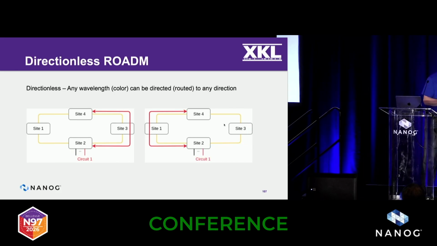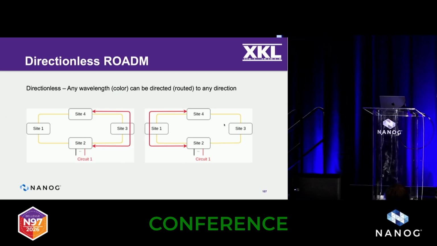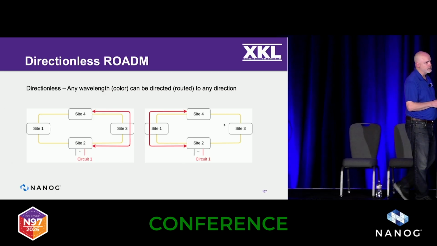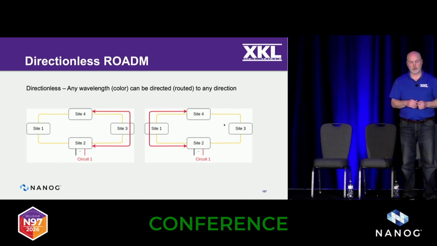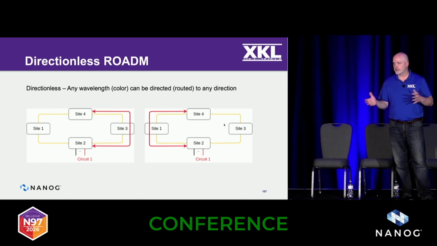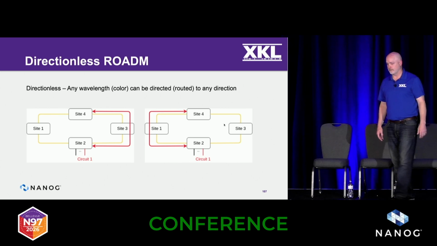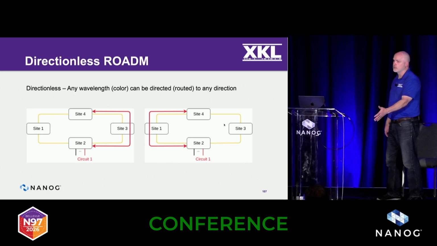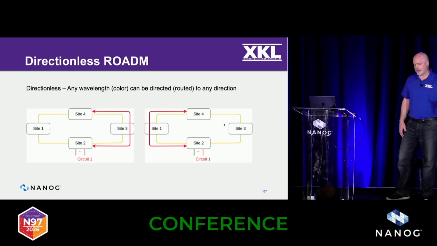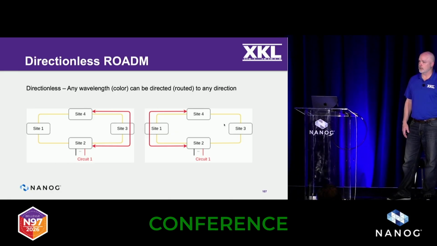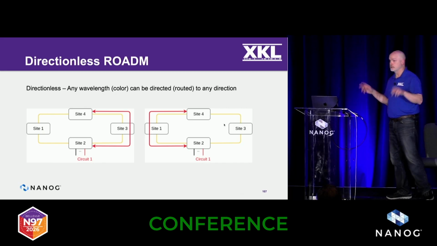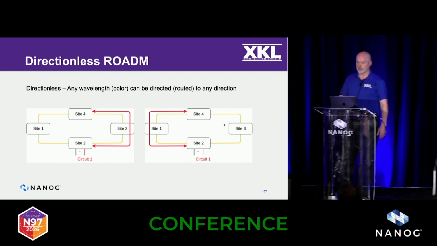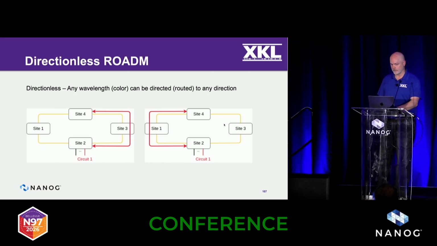Directionless means I've got a circuit, same circuit 1, going out around site 3, and maybe I've got a problem at site 3, I need some kind of protection, or for some reason I just don't want red going that way anymore, it's a more expensive route. I can redirect it out through site 1. So that's directionless. I didn't have to send anybody out to do this. If the ROADM has directionless capabilities, there you go.